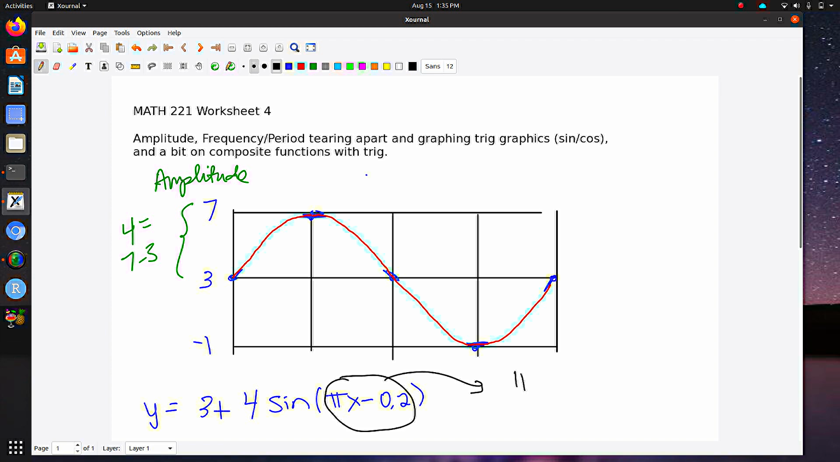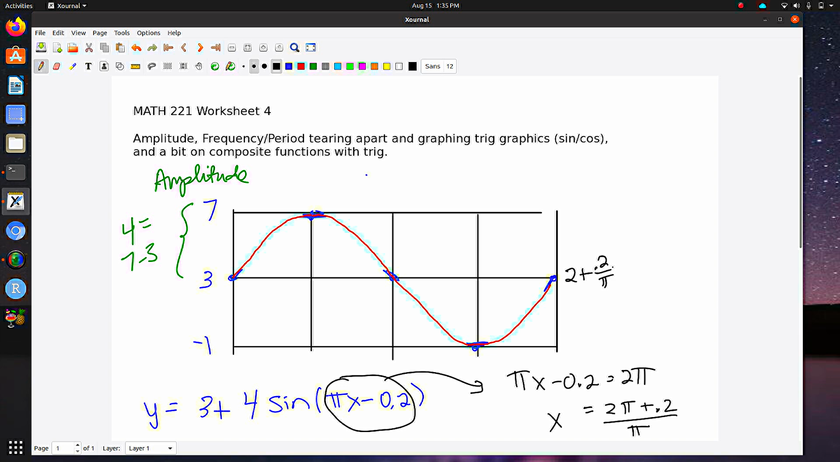I say pi x minus 0.2 equals 2 pi, and I still solve for x. It just looks messy. It's going to be 2 pi plus 0.2 over pi. X is going to be 2 plus 0.2 over pi, but who cares? I mean, that's what this thing is. So here is going to be 2 plus 0.2 over pi, and you can calculate that on your calculator, but that's where it is.